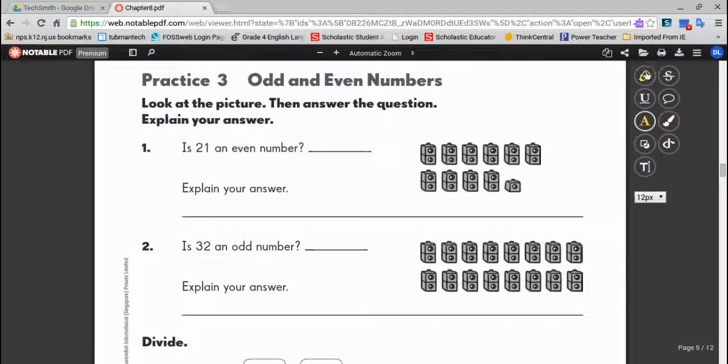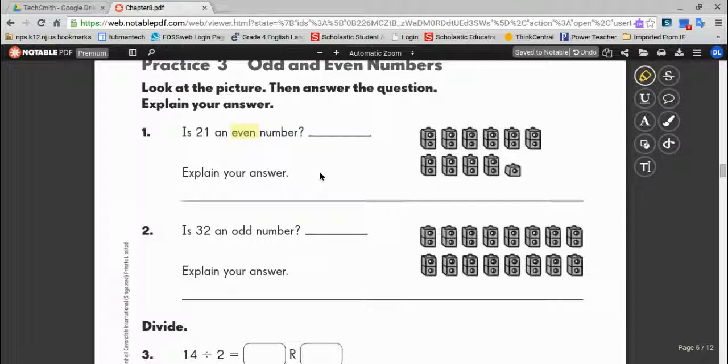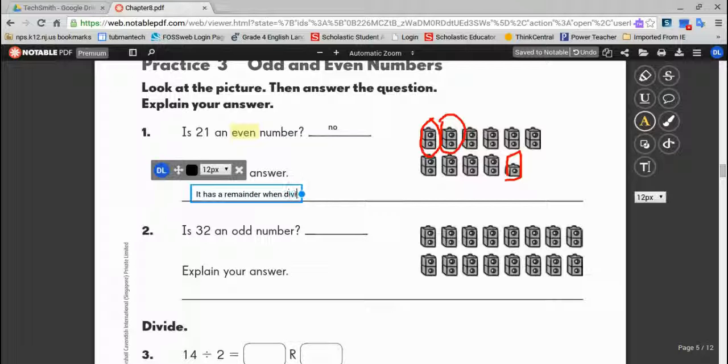So we know that when we're looking for even numbers, I'm going to highlight that word right there. Even numbers, that means that we are not looking for a remainder. Even numbers have no remainders when we're dividing by 2. So if you look at 21, they've already split up into groups of 2, which means they've already divided by 2 for you. And over here, you see that there is a remainder. So we know that 21 is not an even number. It's an odd number. And we can explain ourselves by saying that it has a remainder when dividing by 2. So let's go to the next one.